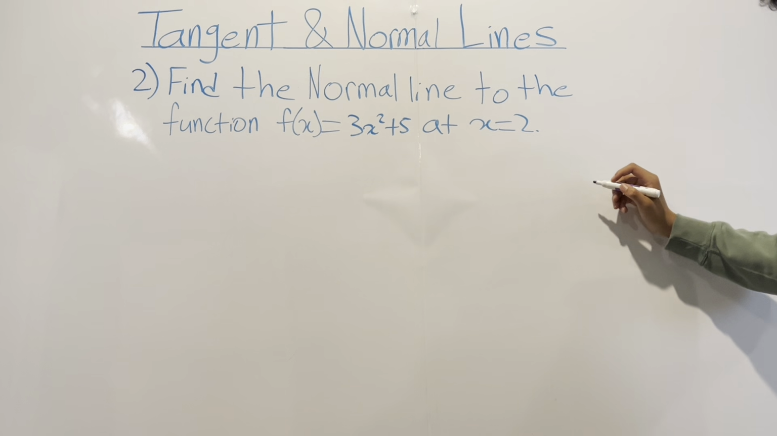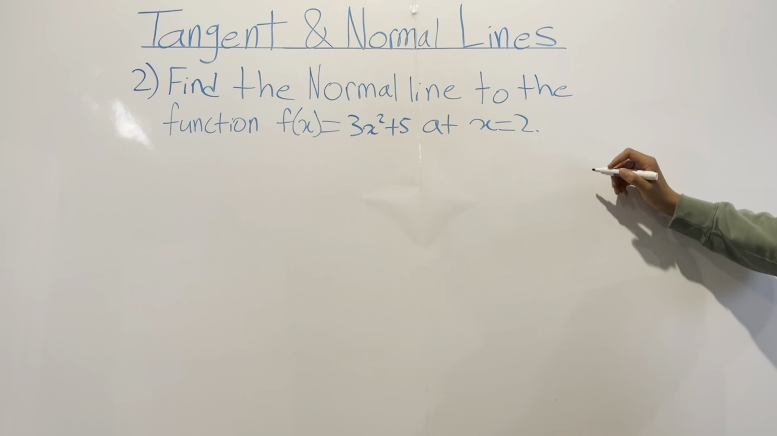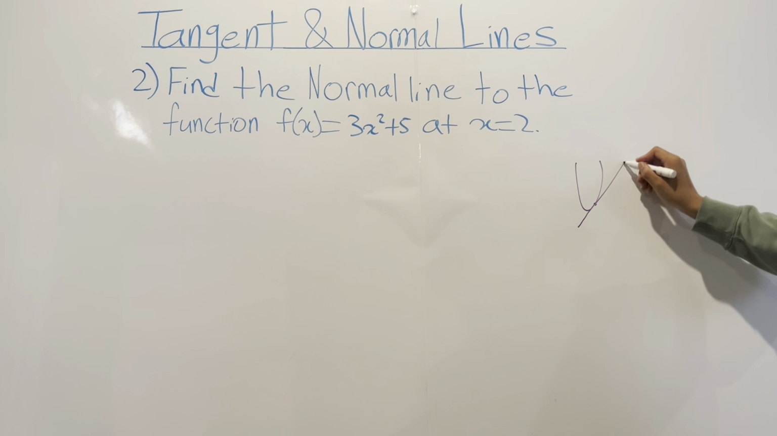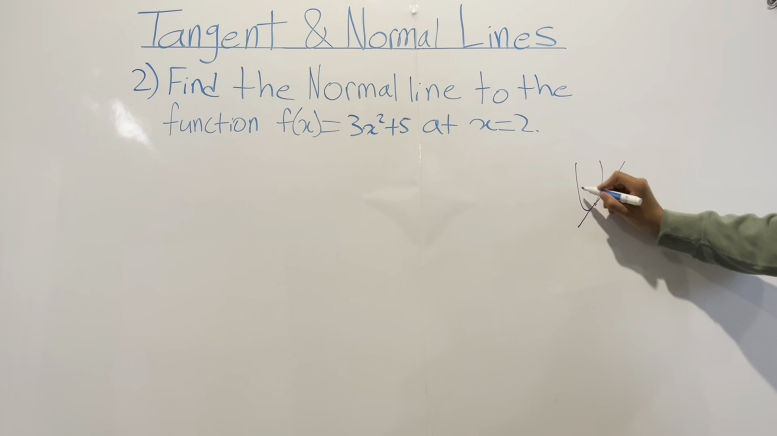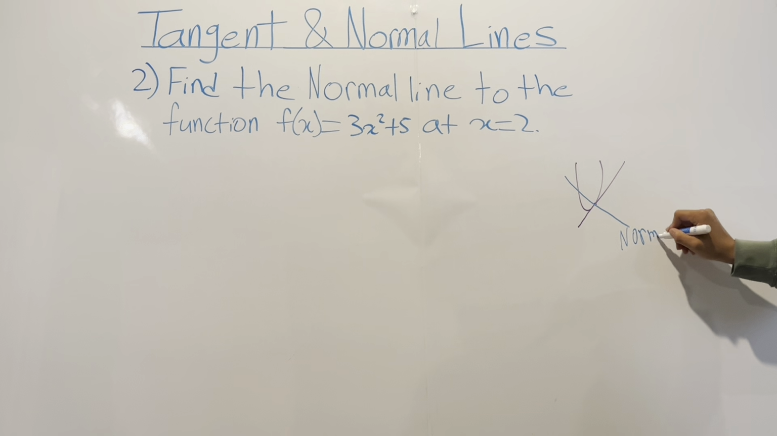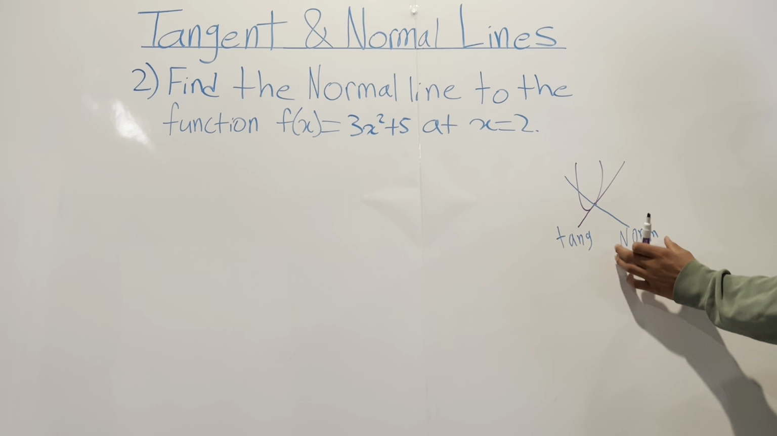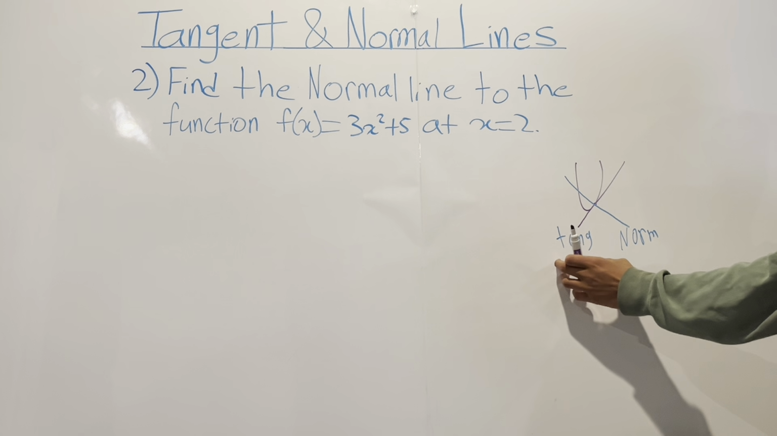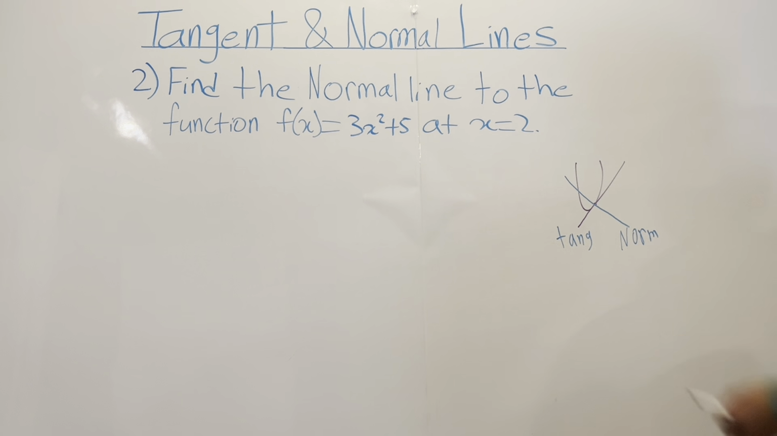And the normal line is basically the exact same thing as the tangent line, except that it's perpendicular. So if we use the same function, and if we take this to be our tangent line, our normal line would be the exact opposite, which means it's perpendicular. So this is normal, and this is tangent. So to find the normal line, you basically have to find the tangent, but you have to make the slope the opposite reciprocal, which means negative 1 over m. So let's do that with this question here.